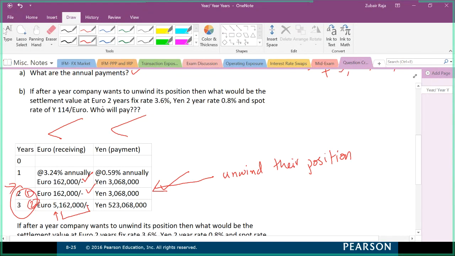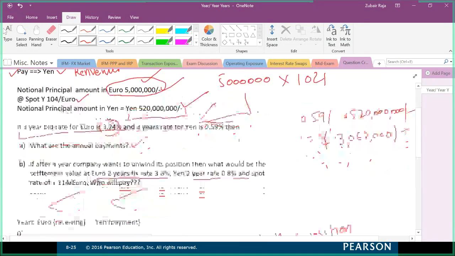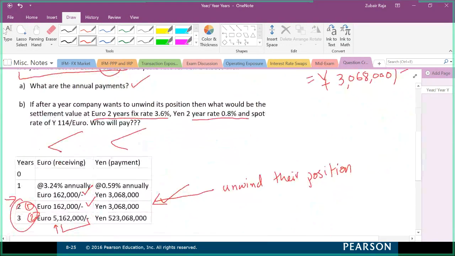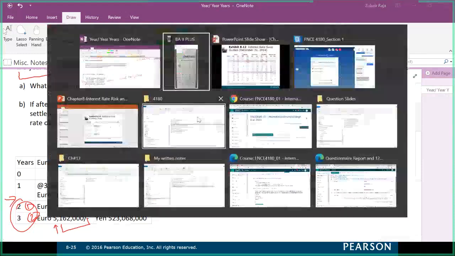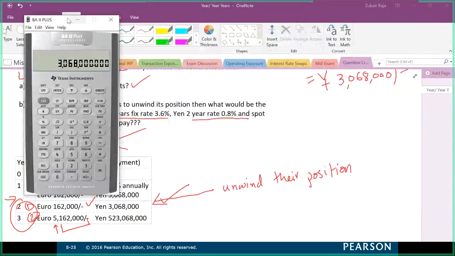So say if the 2-year euro rate is 3.6 and the 2-year yen rate is 0.8, what will we do? We will discount the future cash flows in those currencies at their respective rates and find their present value. So in the case of yen, why not straight away go and do the calculation in the calculator.